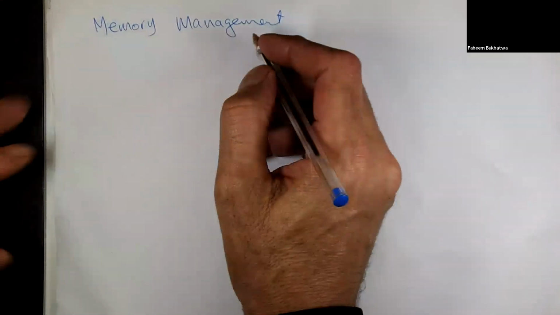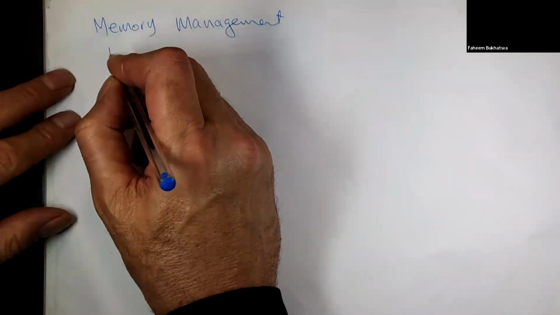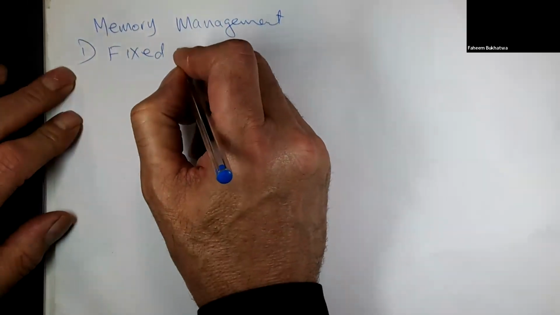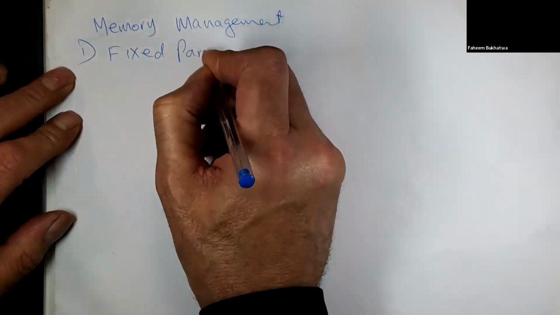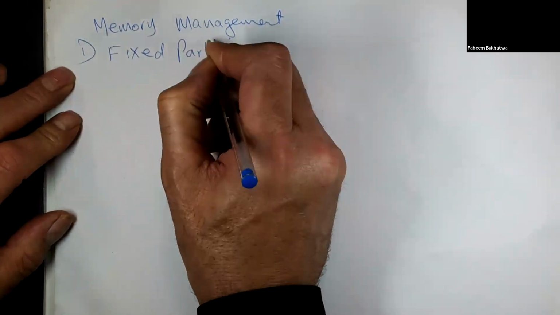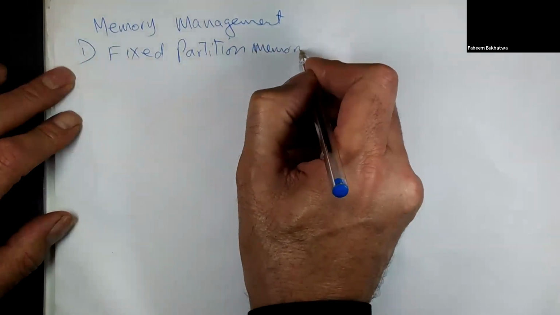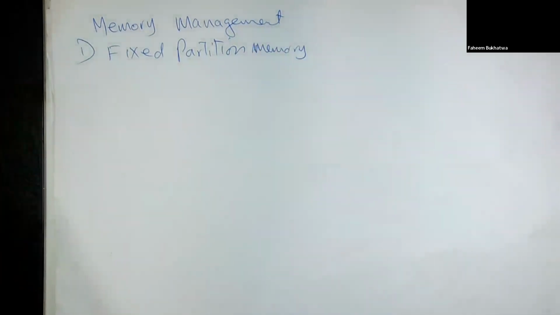So the first system they used, they called it the fixed memory management system. Number one, fixed partition memory management system. Well, this is the first system, and it's the easiest system. So let's get a few things first straight.